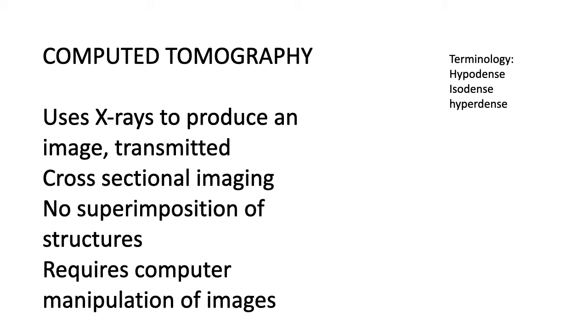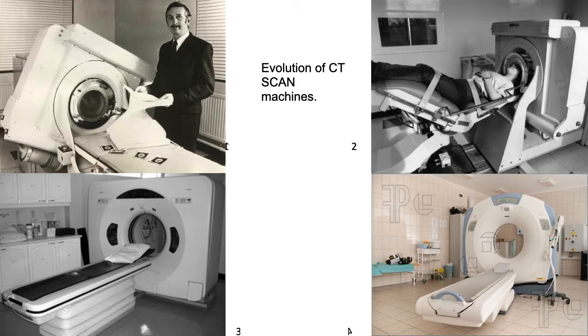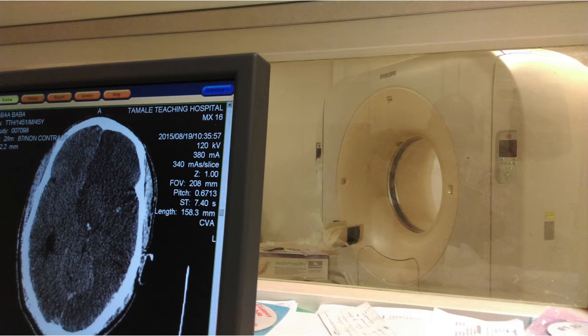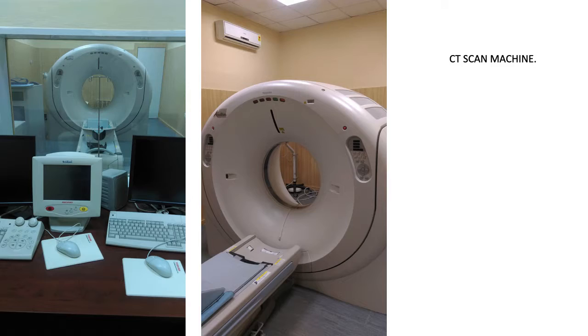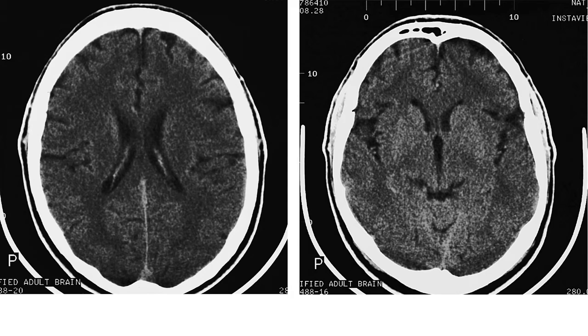So these are examples of CT scan machines, so you can see how the evolution of the machines is. On this machine, this is a sample of the CT scan of the brain. So in this case, you can see in black is hypodense. These are the lateral ventricles inside of these white or hyperdense structures, which are the choroid plexus. Okay, so this is another sample of the CT scan.